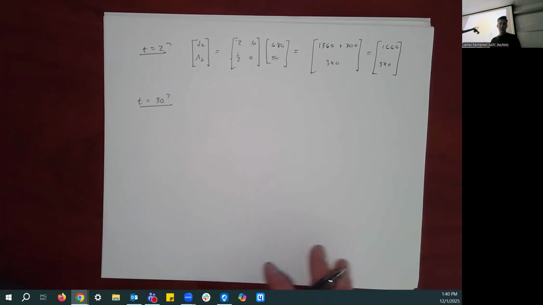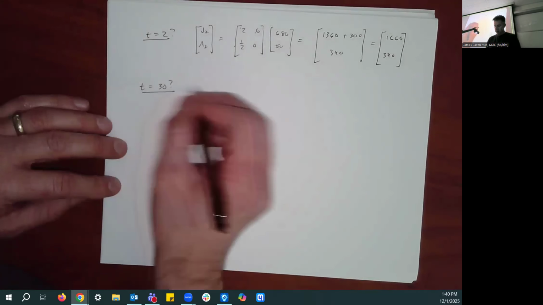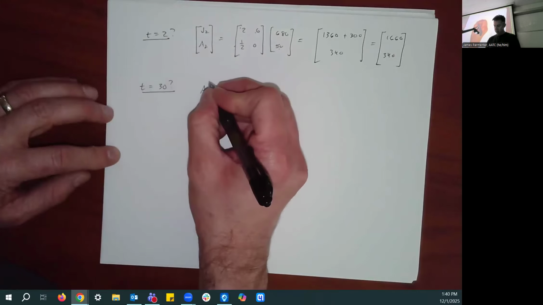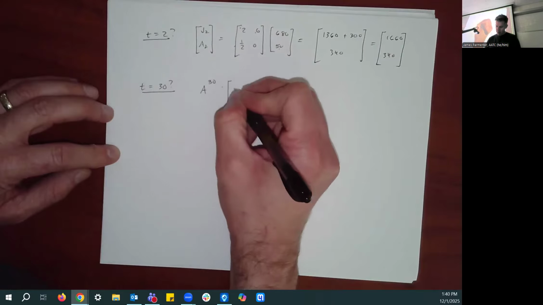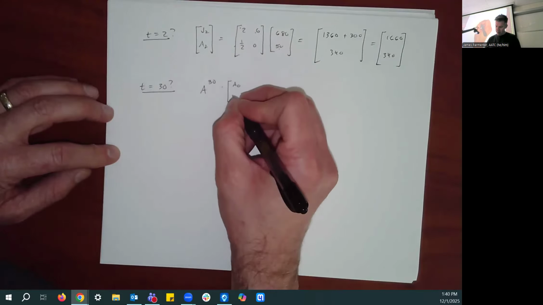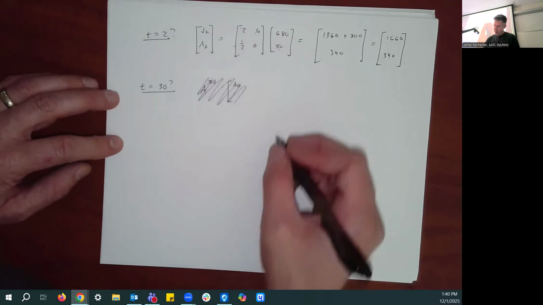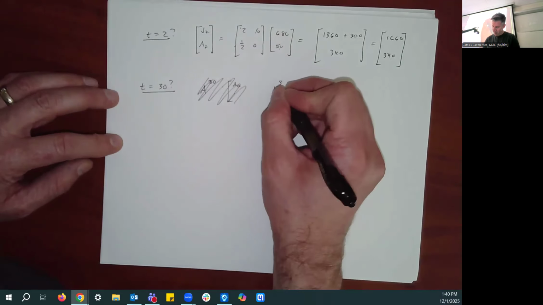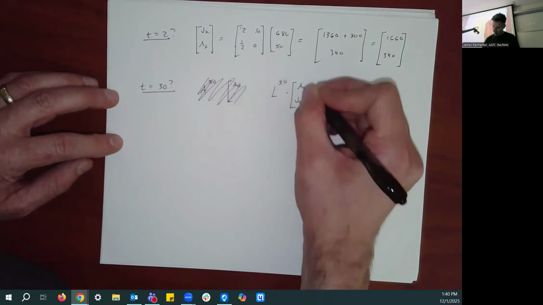So the question is, how do we find out what L to the 30th power times our a naught vector is? I meant to call it L. Apologies. Terrible. That's terrible, James. How do I figure out what L to the 30th power times our a naught vector is going to equal?